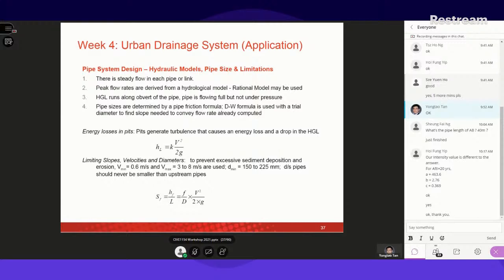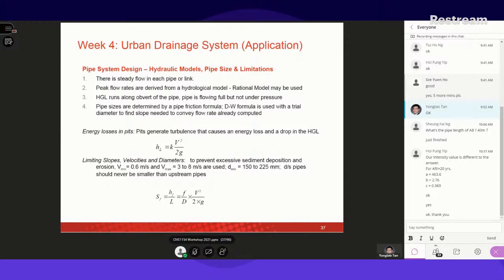Firstly, there is steady flow in each pipe or link, which means a steady continuous flow in the pipes. Secondly, the peak flow rates are from the hydrological model. Here we use the rational method, so the peak flow rate is from the rational model.